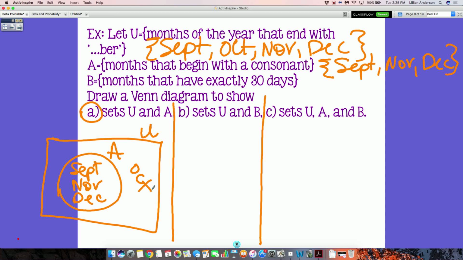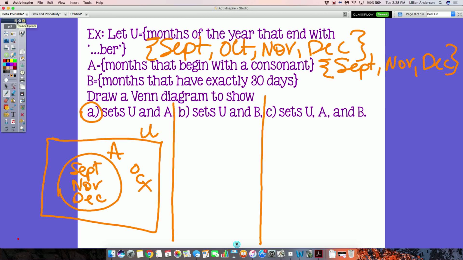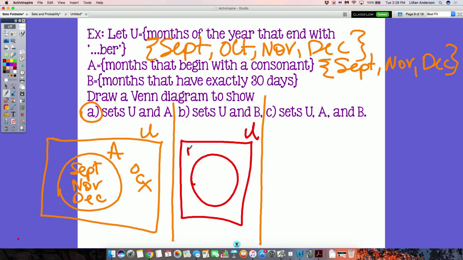All right. Clear your desk. Do B now. In this one, did everybody have their rectangle? Yes. Okay. How many circles did you have in it? Just the 1, because we're only dealing with 1 set.